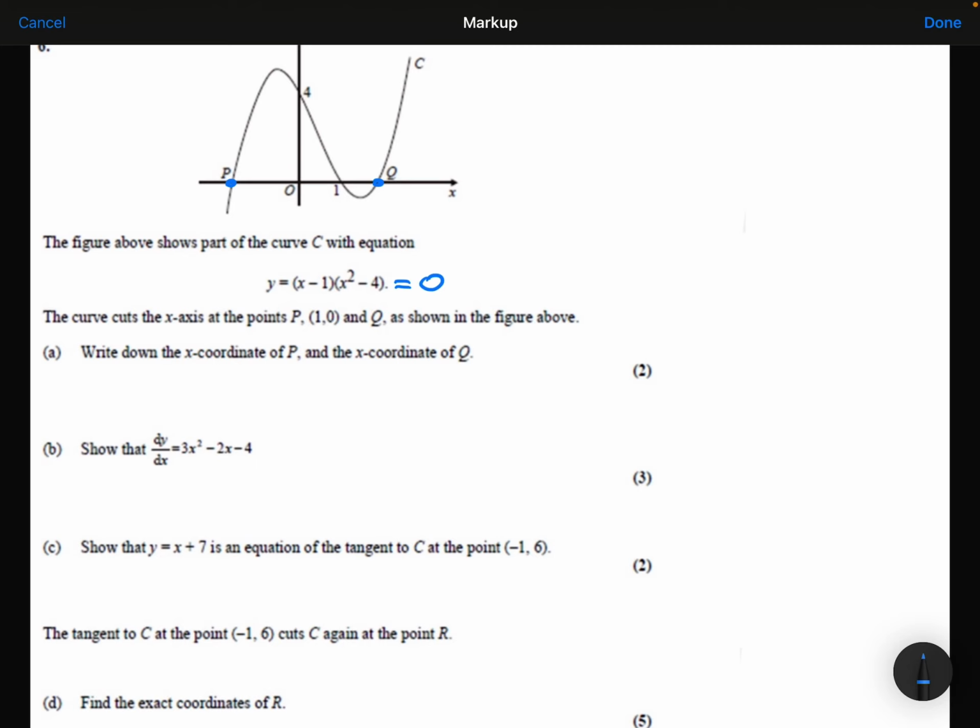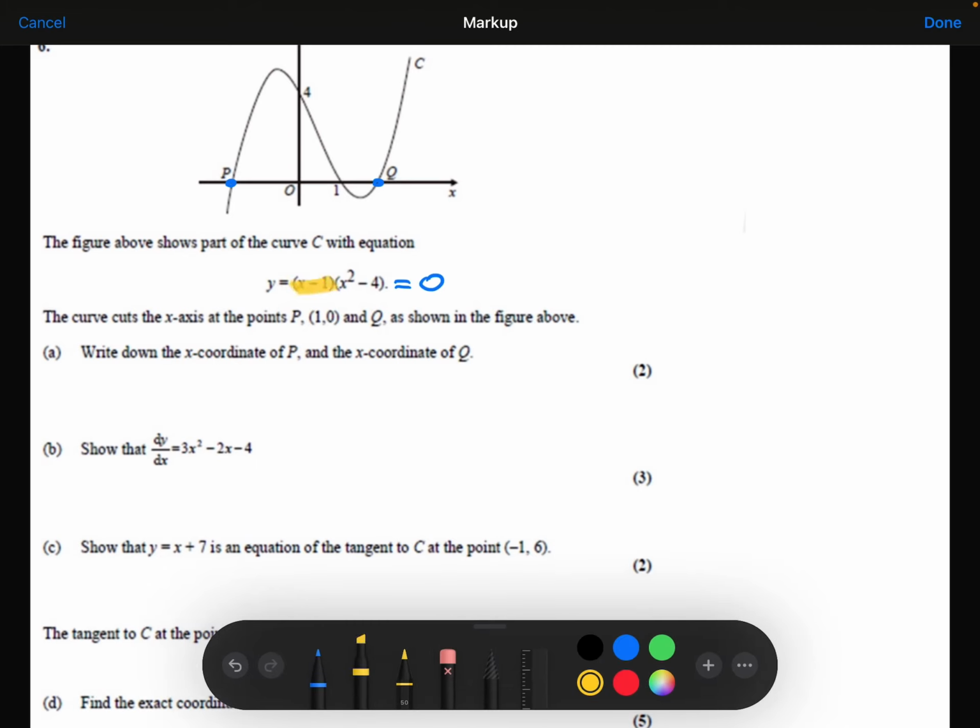I can see that that means that either the x minus 1 is going to equal 0, which gives us the solution of 1, which we already knew here, or it could be that the x squared minus 4 equals 0, which means that x squared would have to equal 4, and so x would have to equal 2, or minus 2. So therefore we've found that point Q is when x is 2, and point P is when x is minus 2.